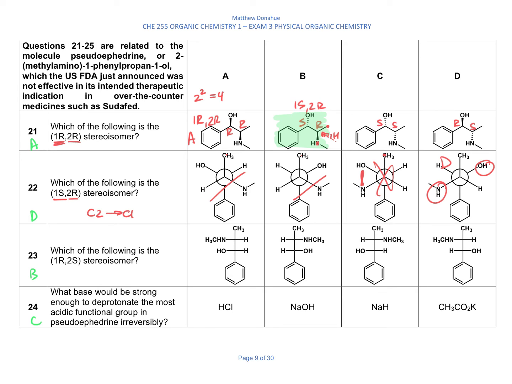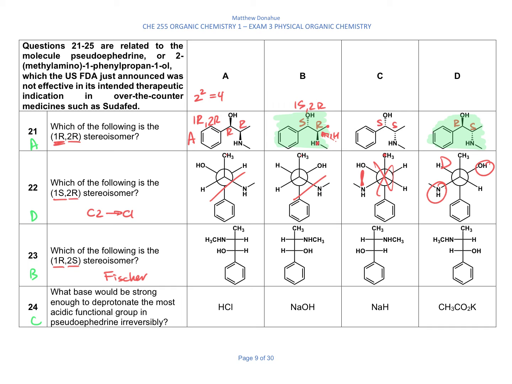And now for 23, we want 1R, 2S. So 1R, 2S, we go back to 21. 1R, 2S needs to be that one. They're all formatted the same. So this is a Fischer projection. And again, in the Fischer projection, we're looking down the backbone. It's showing the phenyl ring at the bottom, the methyl group at the top.